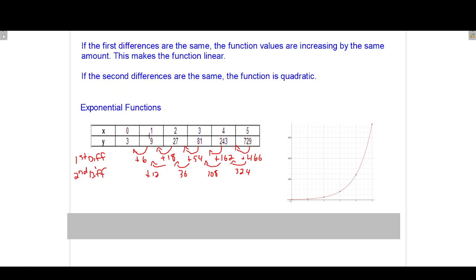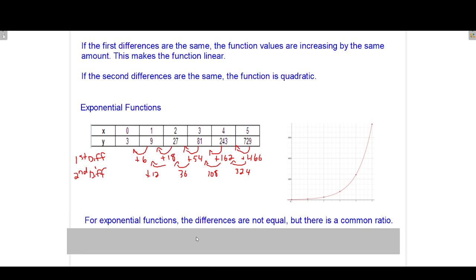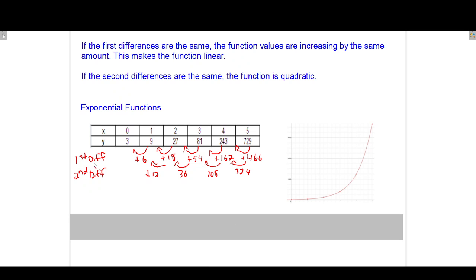This function is actually taken from a function that we would have looked at earlier, the number of days and the number of people who got sick, for example. And the graph looks like this. And when you look at the graph, you can see that it's exponential. And the way that we tell that the function is exponential from the table is not with a first difference or a second difference, but with what we call a common ratio.